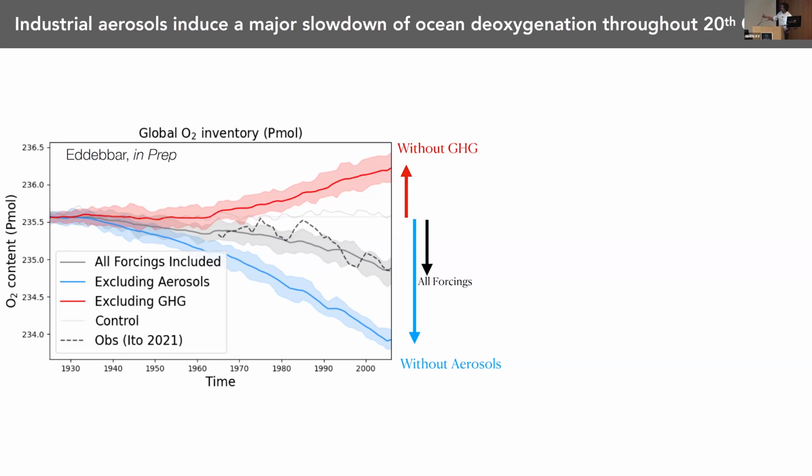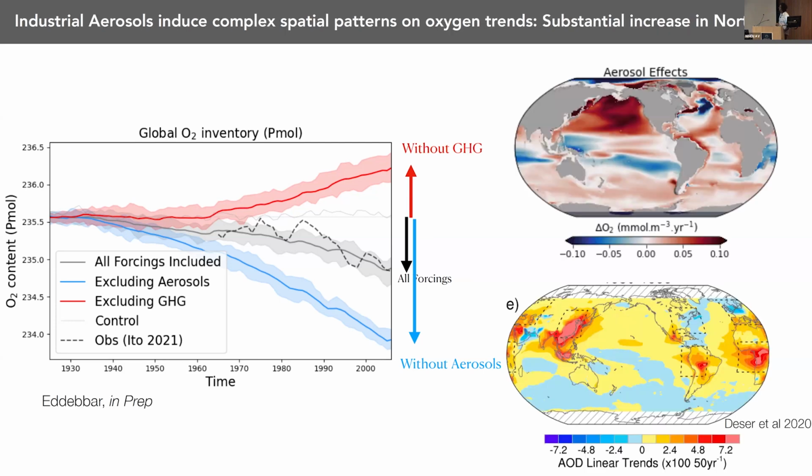This has been mostly associated with greenhouse gas warming, but when you actually isolate the effects of greenhouse gases from aerosols, so when you do a run without greenhouse gases and a run without aerosols, what we find is that aerosols drive a substantial slowdown of ocean deoxygenation. So without greenhouse gases, the ocean deoxygenation rate is almost double. That means that aerosols have led to an increase in the oxygen content. So this is really, really critical for attribution.